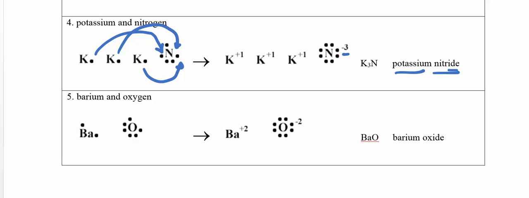And now let's take the last one. Here we have barium and oxygen. Barium has 2 electrons in its outer shell. It wants to give those 2 away. Oxygen is more than happy to oblige. It wants to get 2. So this electron might add on right there, that electron right there. And now barium has 8 electrons in its outer shell.